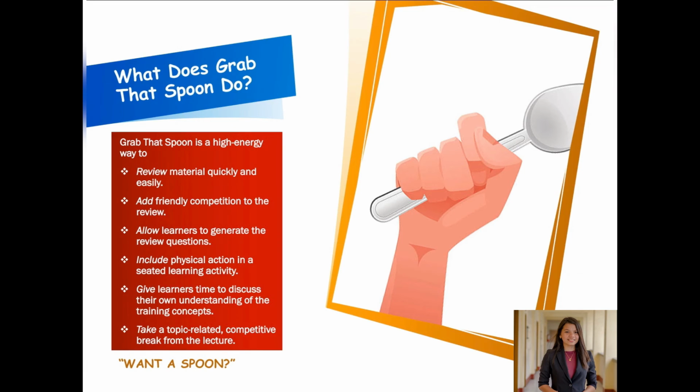So what does Grab That Spoon do? Grab That Spoon is a high-energy way to review material quickly and easily. Add friendly competition to the review. Allow learners to generate the review questions. Include physical actions in a seated learning activity. Give learners time to discuss their own understanding of the training concepts. And lastly, take a topic-related, competitive break from the lecture.